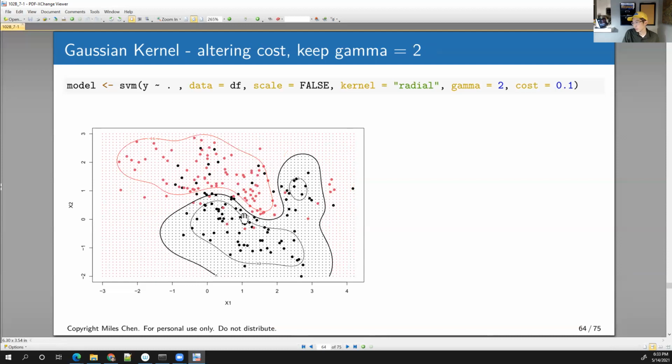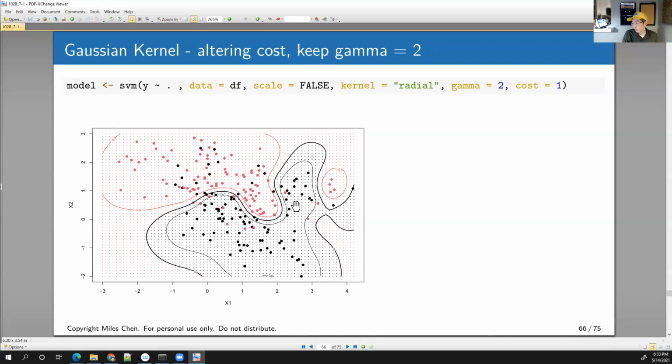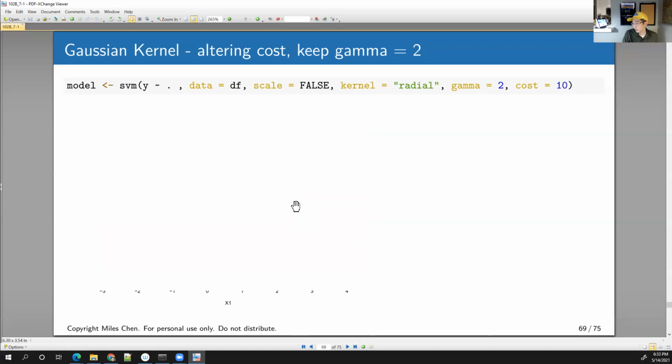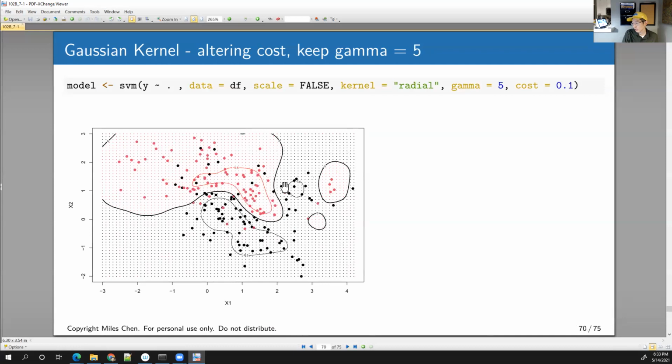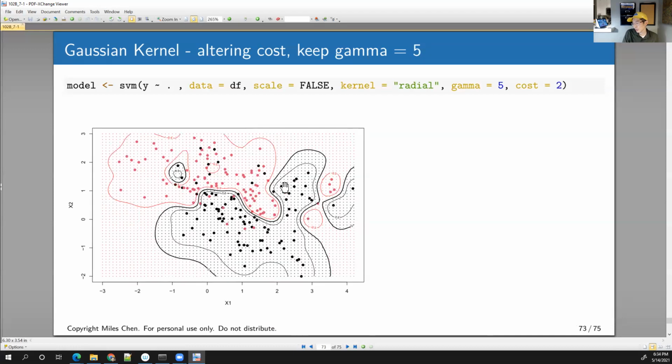And similarly here, we're going to keep gamma at a higher level, so now we've got a more flexible thing. With the low cost, each point doesn't exert that much force on the line. But as I increase the cost of the points, we can really force tight twists and turns in the boundary that gets drawn. And so I've drawn a bunch of these.